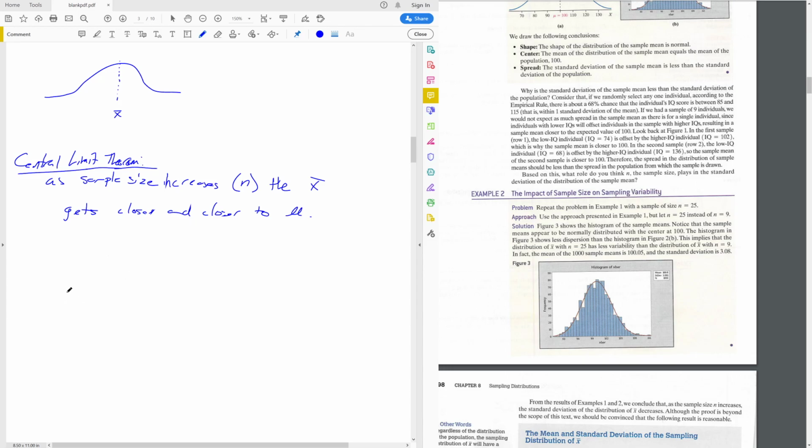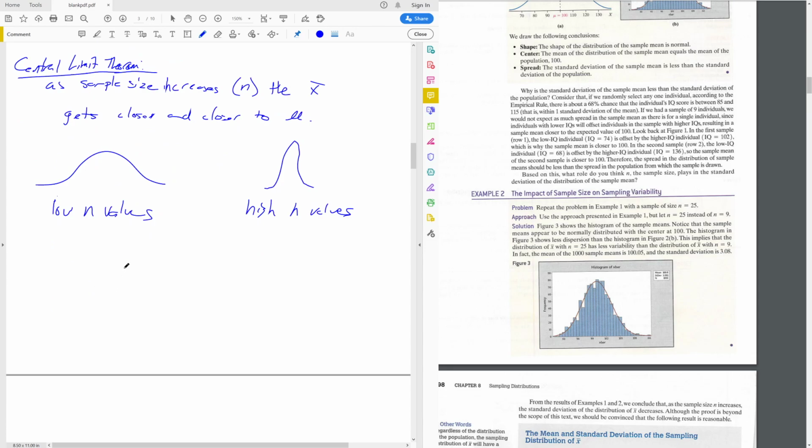In fact, with low n values, we might still see a normal distribution, but with high n values, with a higher sample size, we might see, again, a normal distribution, but it's all really close. It's all centered really close to that actual population parameter. Okay?